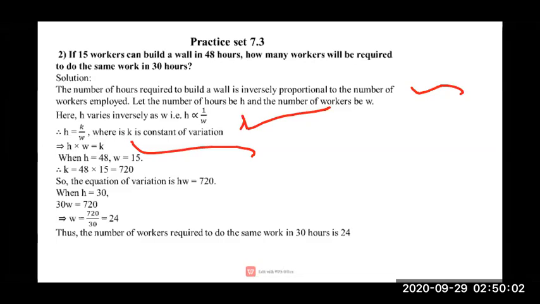So how many workers are there? There are 24 workers doing the same work in 30 hours. They ask how many workers will be required to do the same work in 30 hours. So the last statement should be: thus the number of workers required to do the same work in 30 hours is 24.